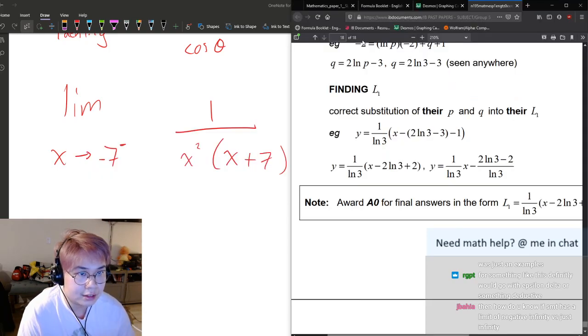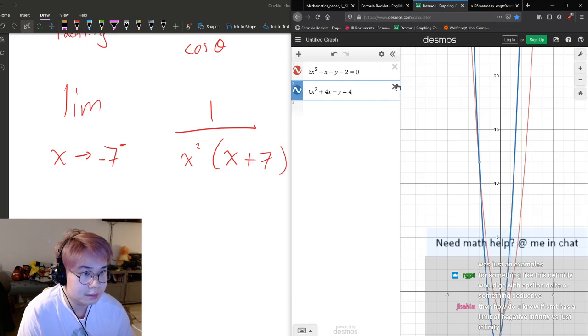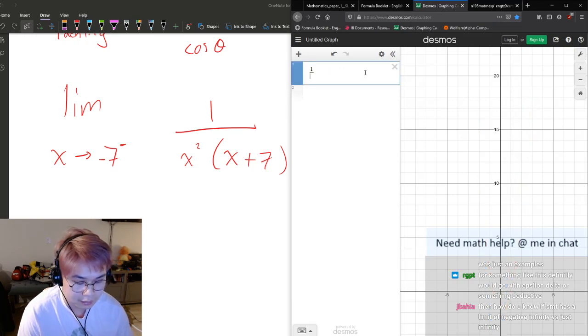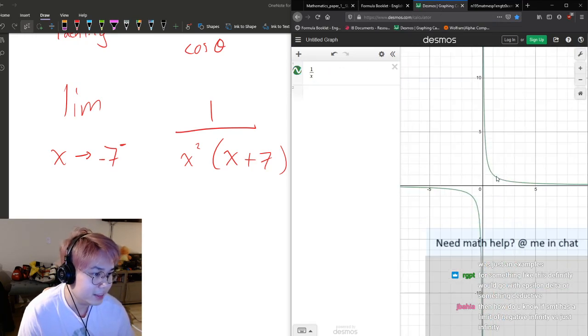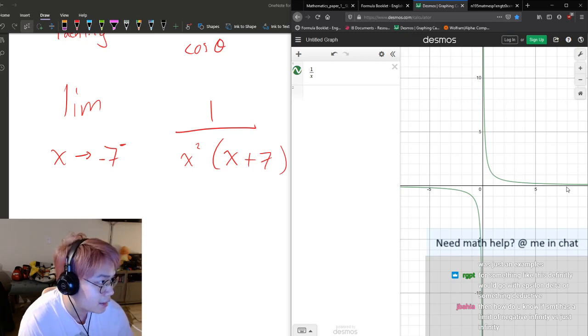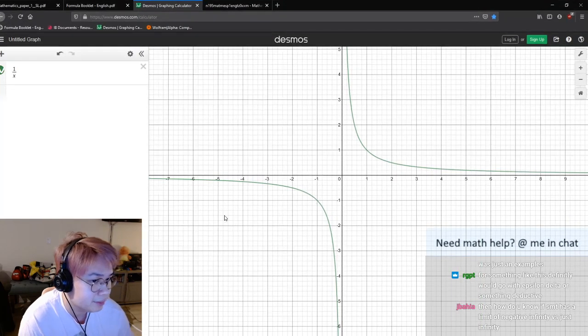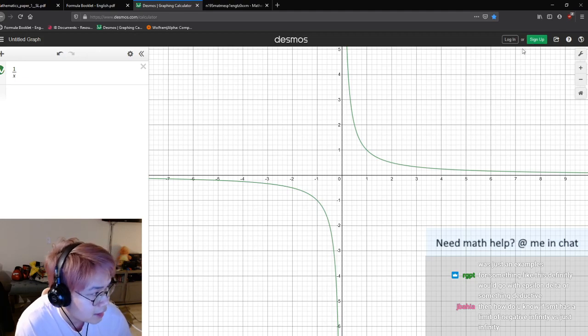And if you go to a graphing calculator, you see this on the graph. So you see when x approaches 0 on the right side, the value goes to positive infinity. However, if you approach 0 on the left side, it goes to negative infinity. So hopefully that makes sense.